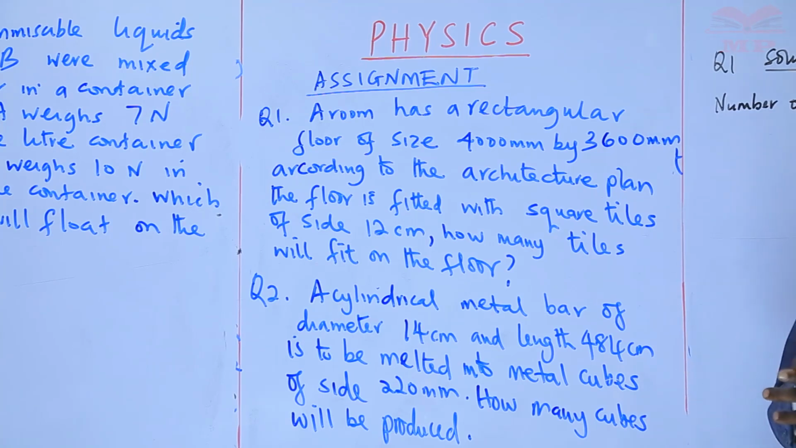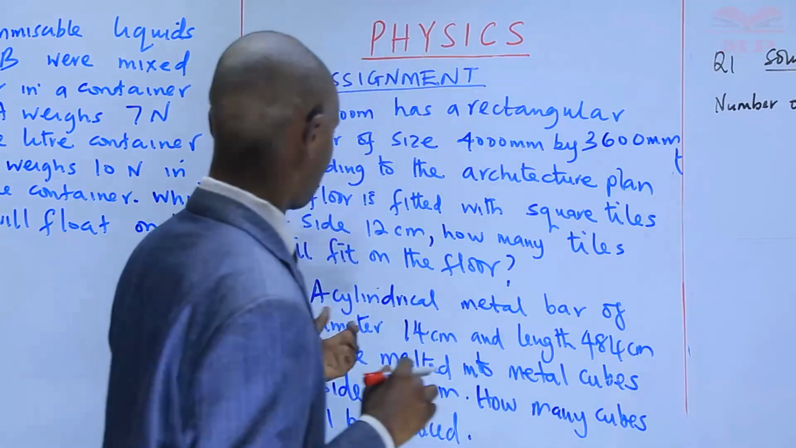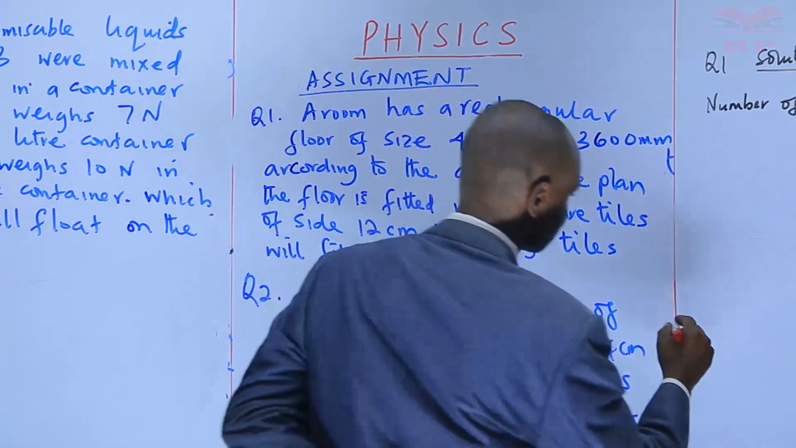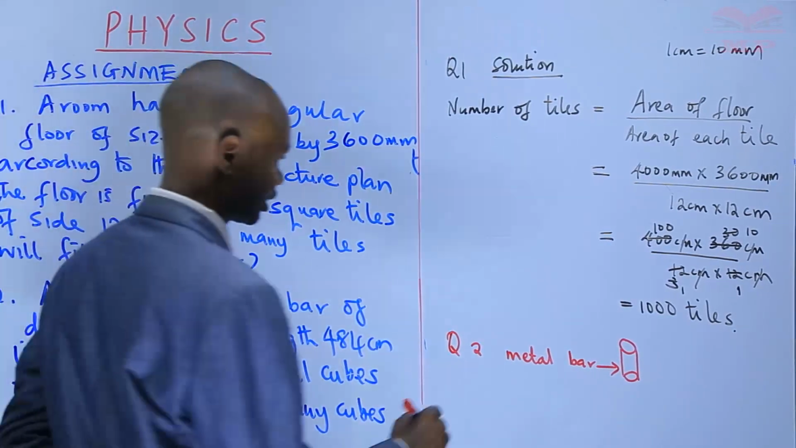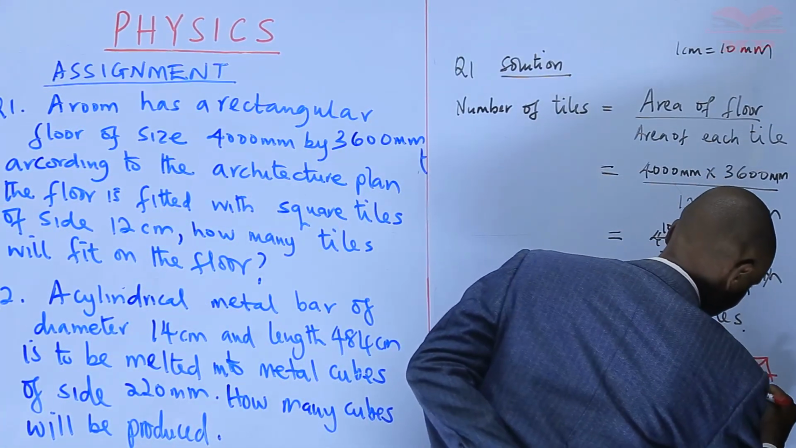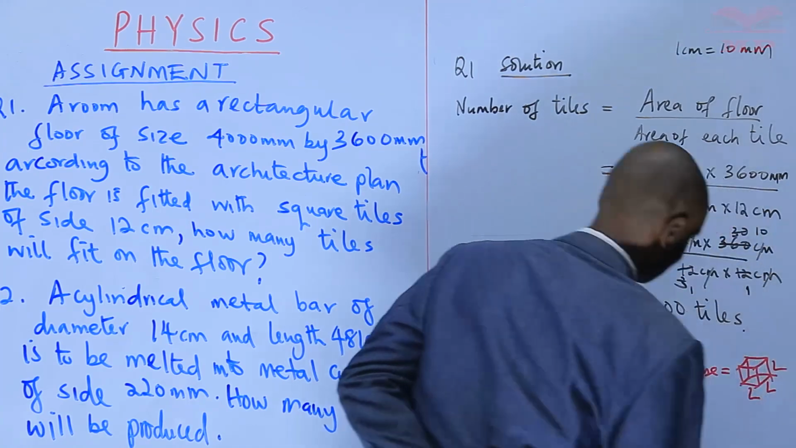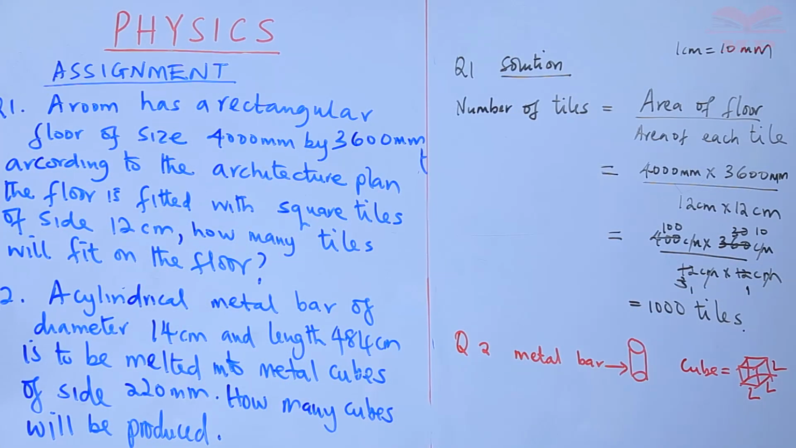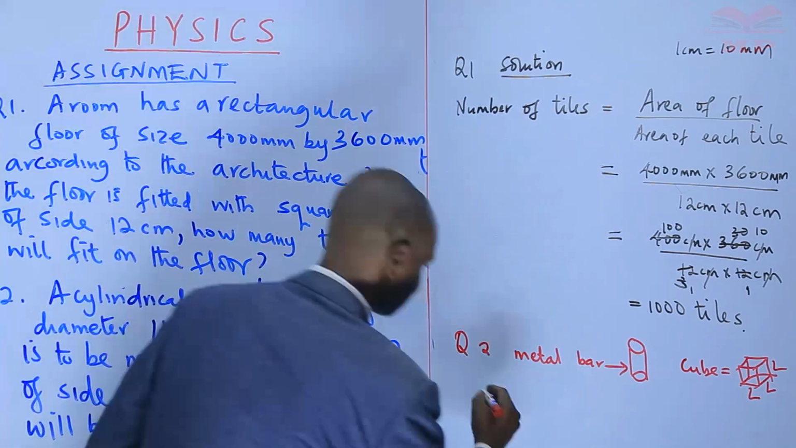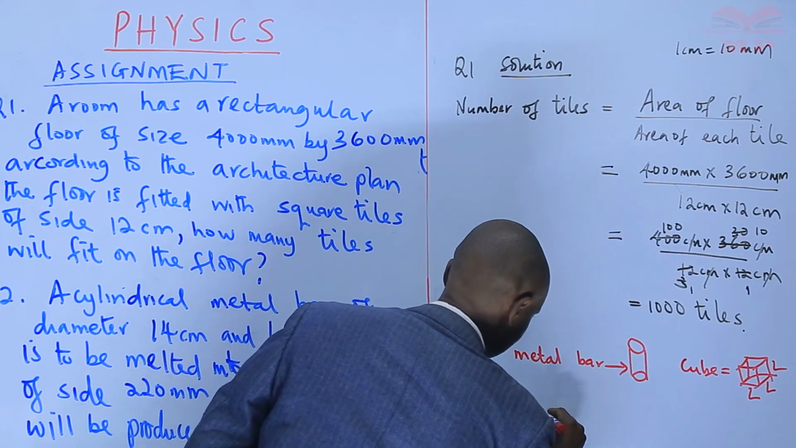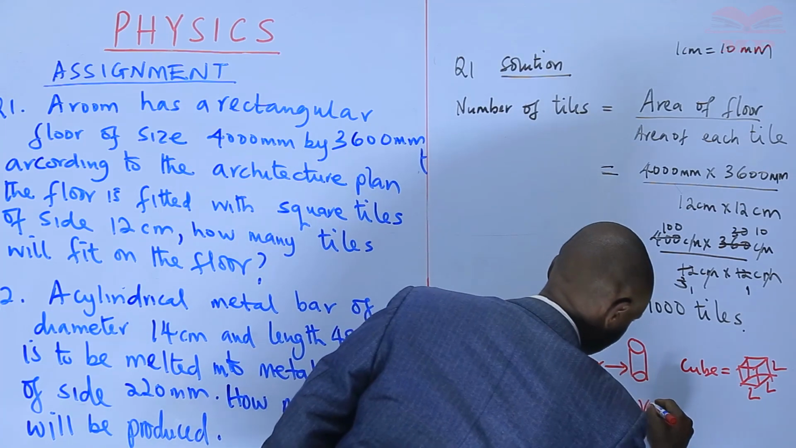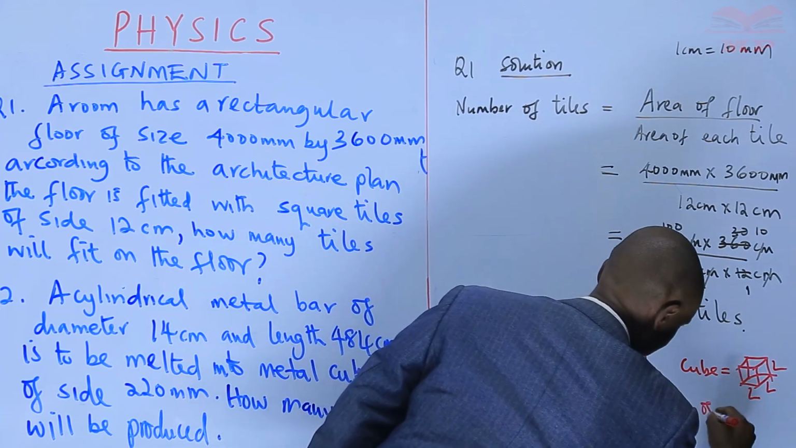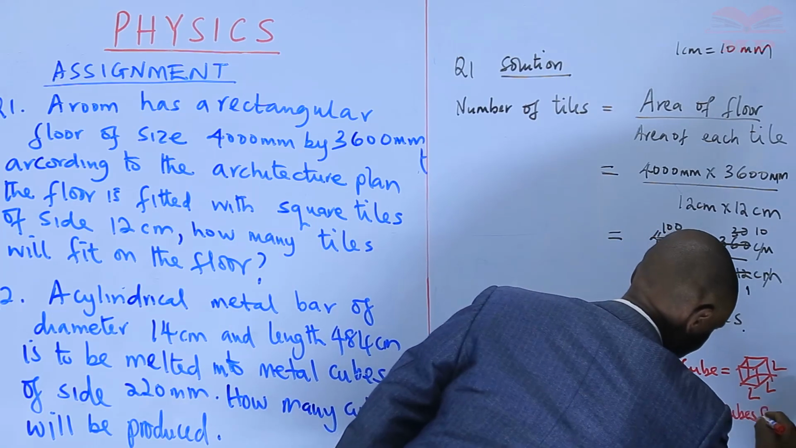So you've gone through the question. We had a metal bar, cylindrical in shape. The metal bar will look like that, and for the cube, the length and the width are both equal. When you are told they are melted to form cubes, you realize the volume of the bar will be equal to the volume of cubes formed.